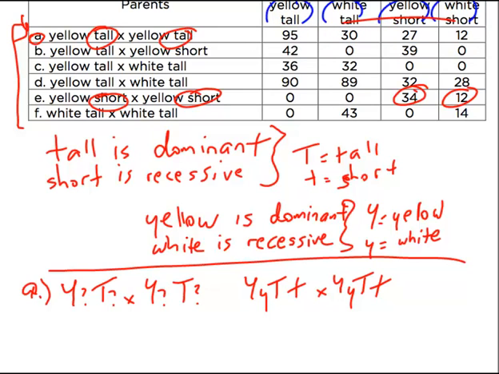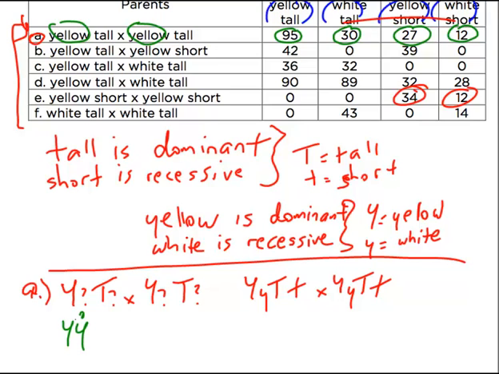And you could say, look, I'm crossing yellow times yellow right here. And what am I seeing in the offspring just with respect to color? I'm seeing 122 that are yellow, and 42 that are white. And that's a 3-to-1 ratio, in essence. So that again tells you that there's really only two choices, right? Let's get this down because this is going to come into play often.